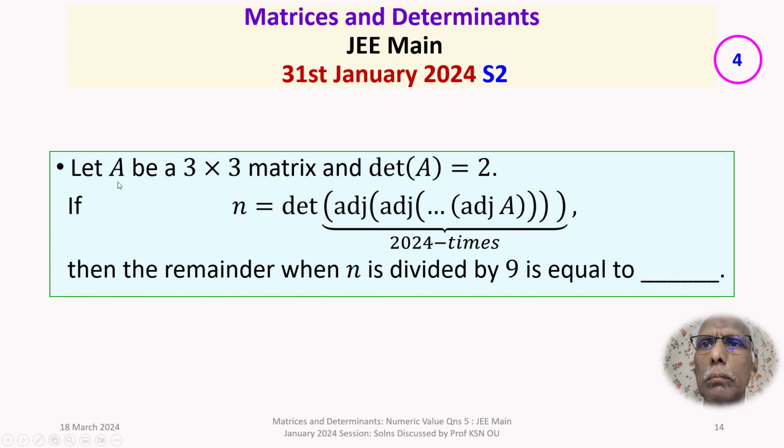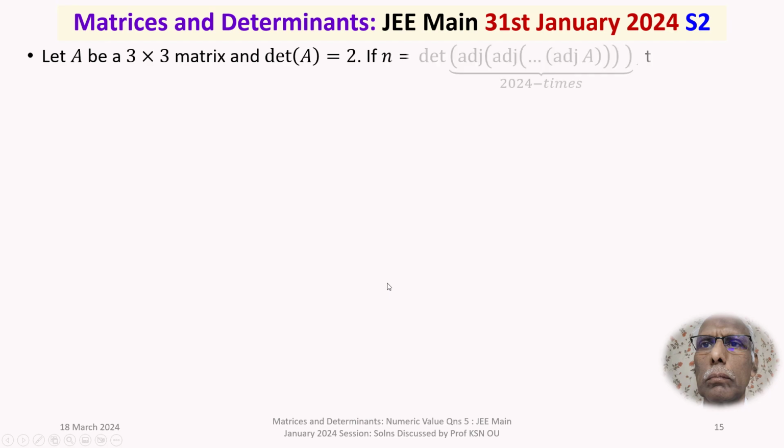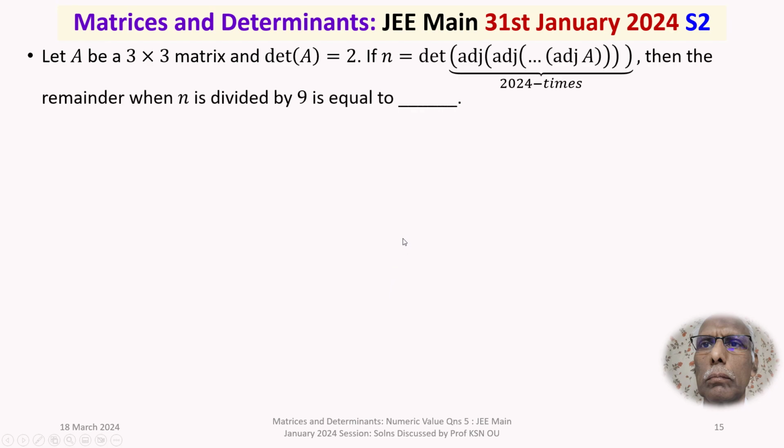So A is given to be a 3 by 3 matrix and its determinant is given to be 2. And n is given to be like this, the determinant of adjoint of adjoint of, et cetera, adjoint of A, 2024 times. Then we are required to find the remainder when n is divided by 9. It's an interesting question. Let's now discuss the solution of the problem in detail.